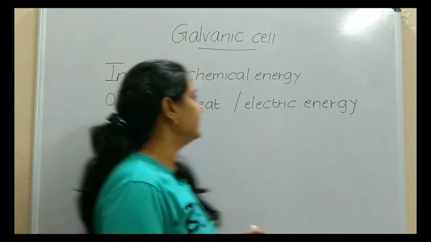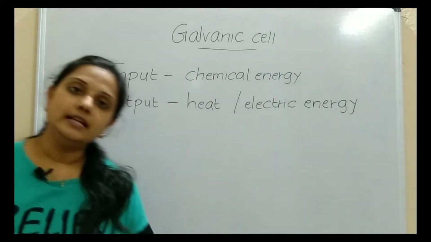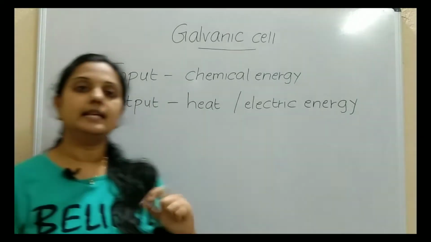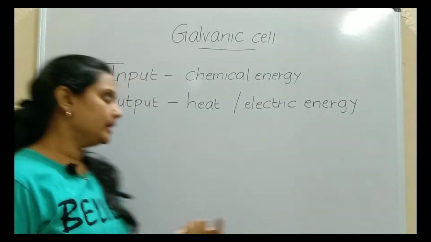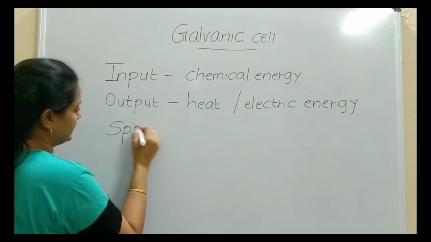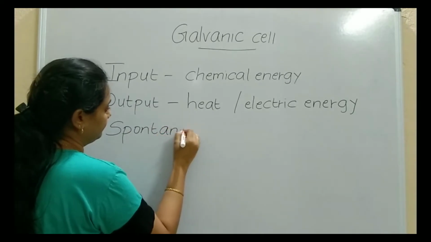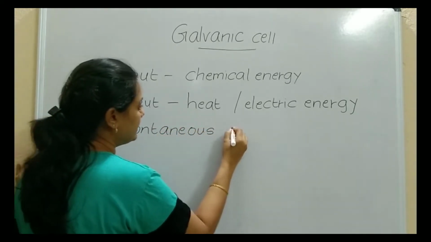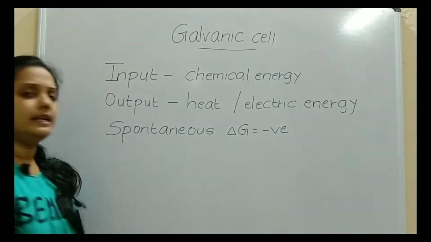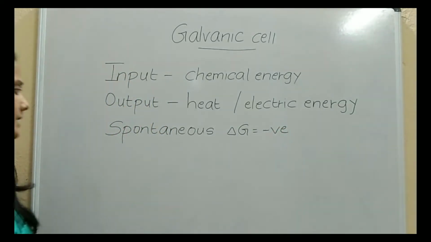In galvanic cells, the input is chemical energy, some chemical reaction will happen, and the output is heat or electric energy, right. This type of reaction is spontaneous, so the value of delta G will be negative, correct. Let's take an example for this.